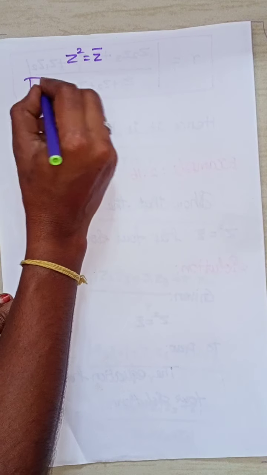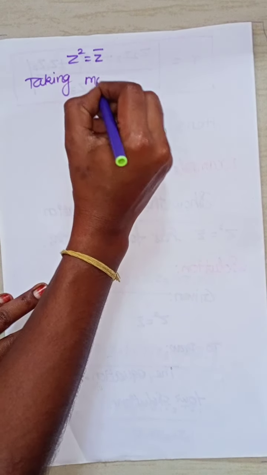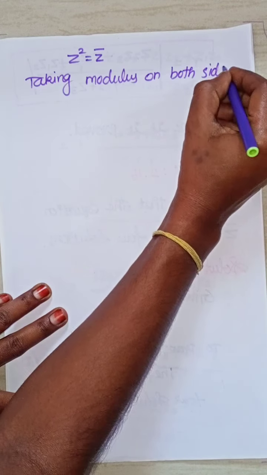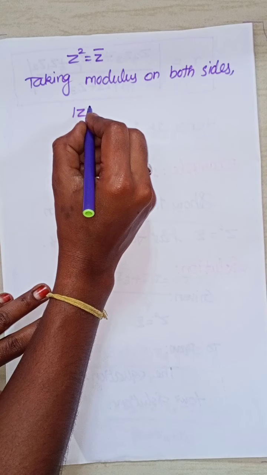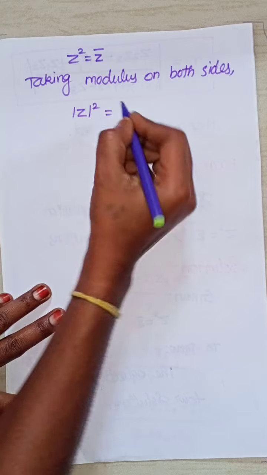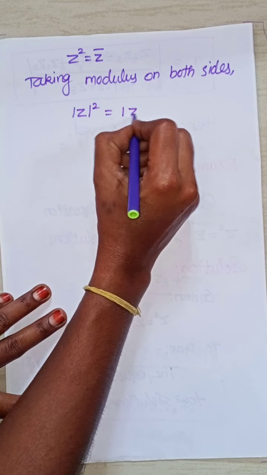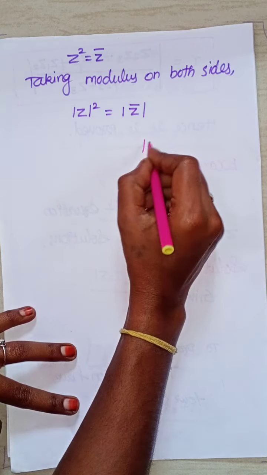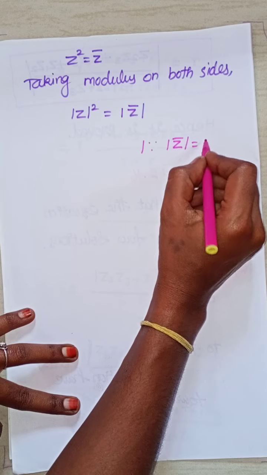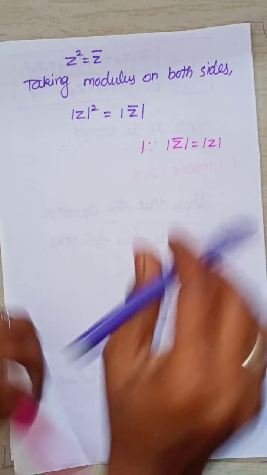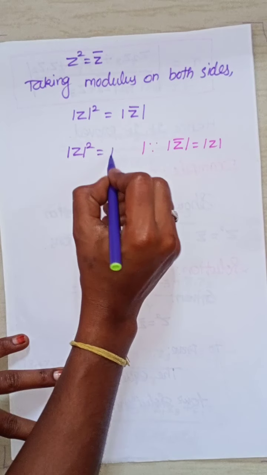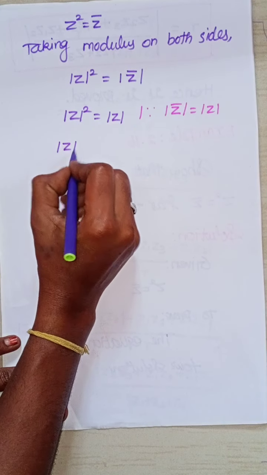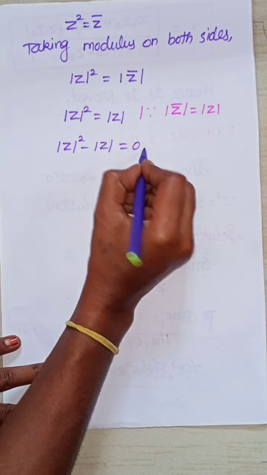Taking modulus on both sides, modulus z squared is equal to modulus z bar. We know that modulus z bar is nothing but modulus z. So modulus z squared is equal to modulus z. Now bring modulus z to the left hand side: modulus z squared minus modulus z is equal to 0.